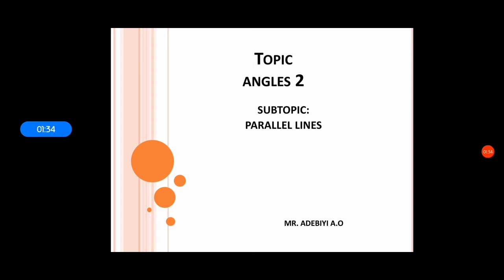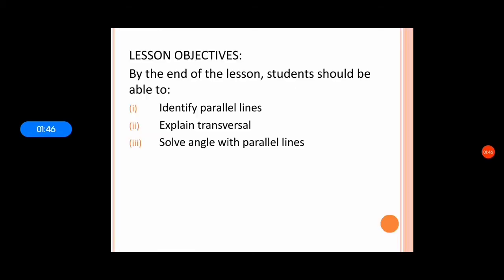Yes, you are right. Today we'll be looking at parallel lines and the angles that we have when we have parallel lines and transversal lines. So, what are we waiting for? Let's enjoy the ride. So, lesson objectives. By the end of the lesson, students should be able to identify parallel lines, explain transversal, solve angles with parallel lines. Wow, they are not difficult to do, but I believe you understand. And after this class, you'll be able to deal with this mathematics challenge. Are you ready with me?